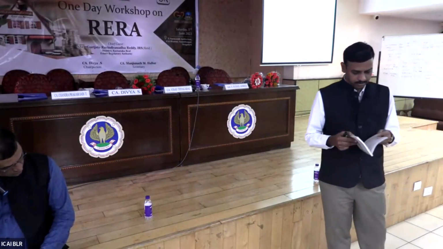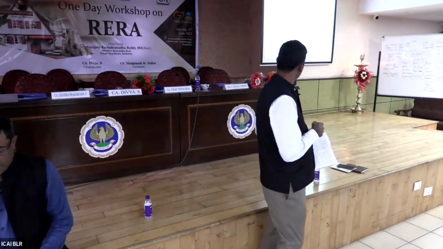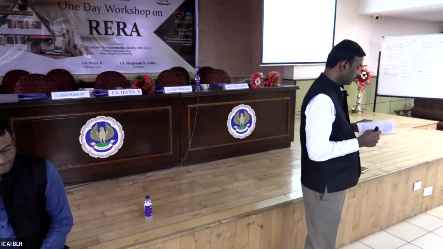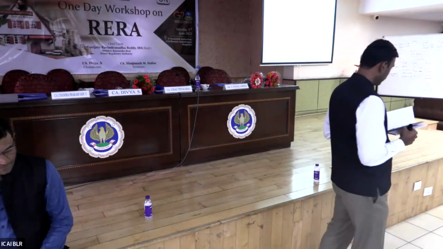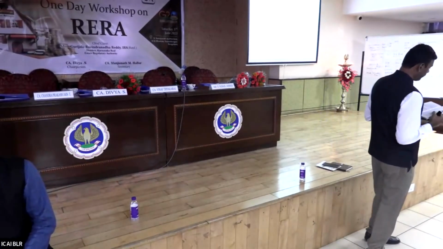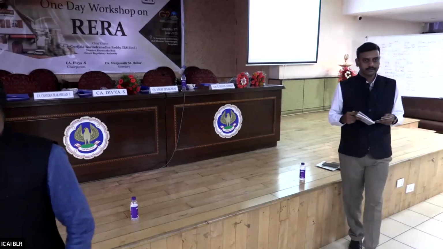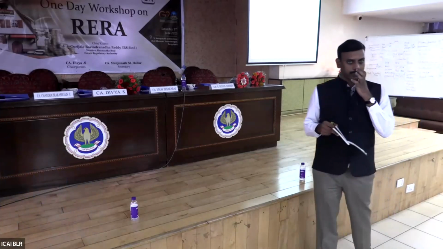agreement of sale. What is agreement of sale? Section 2C talks about agreement of sale. What does section 2C talk about? Agreement for sale means the agreement entered into between the promoter and the allottee. Agreement entered between the promoter and allottee. Okay, good. Anything wrong?